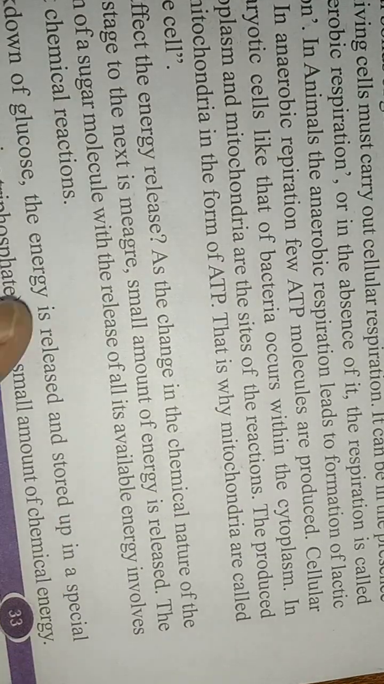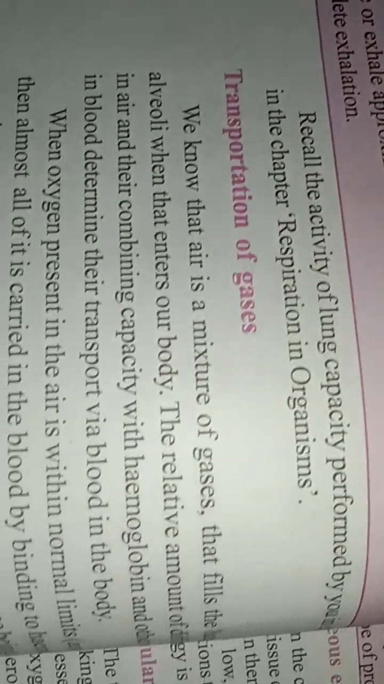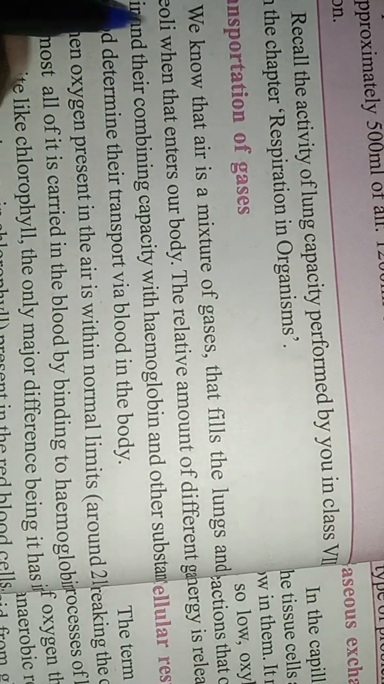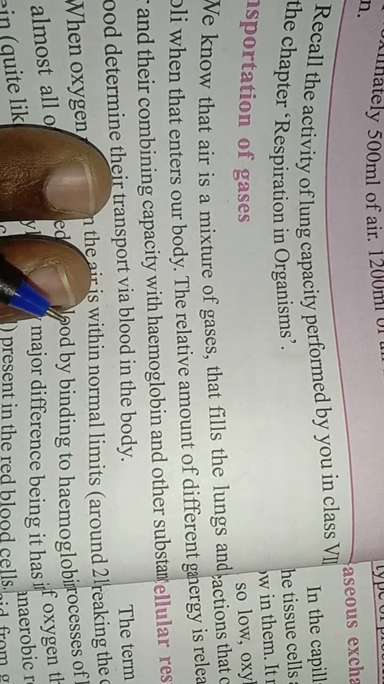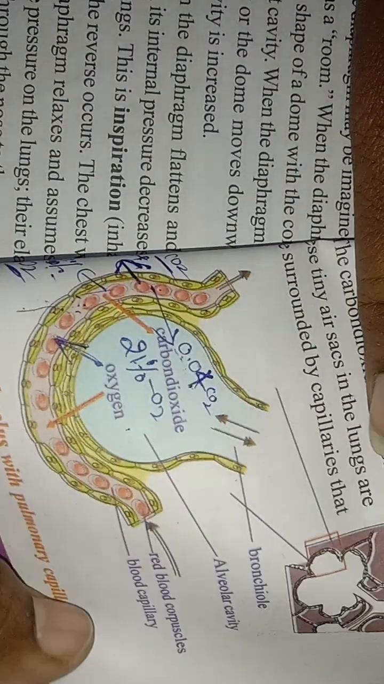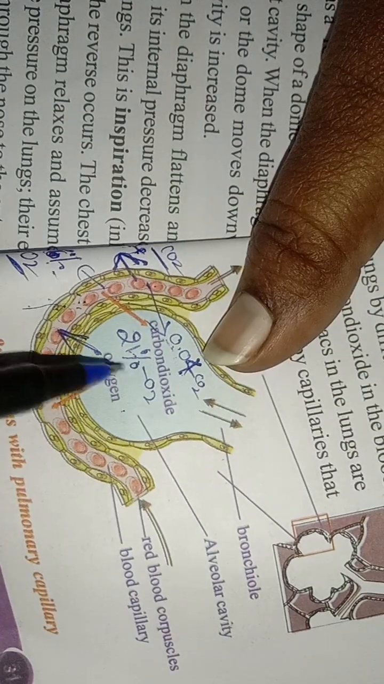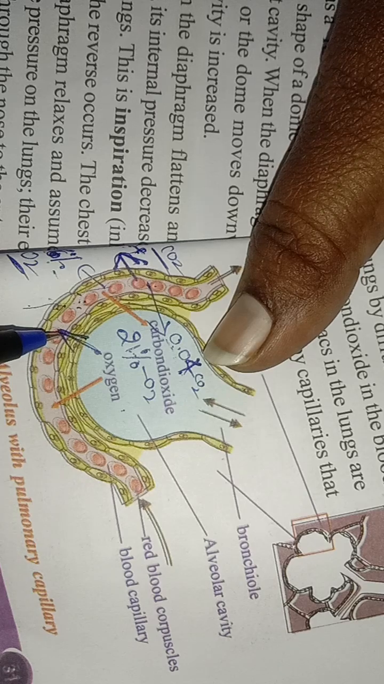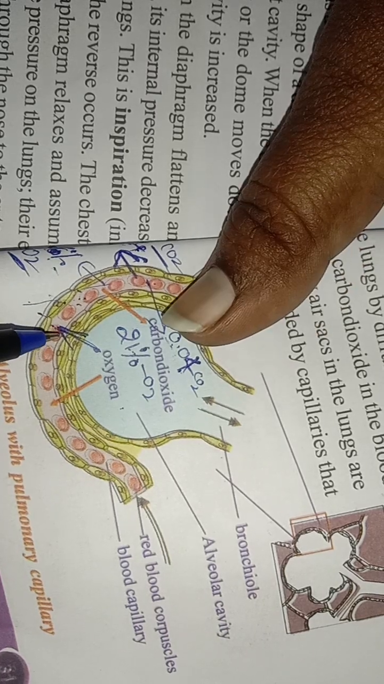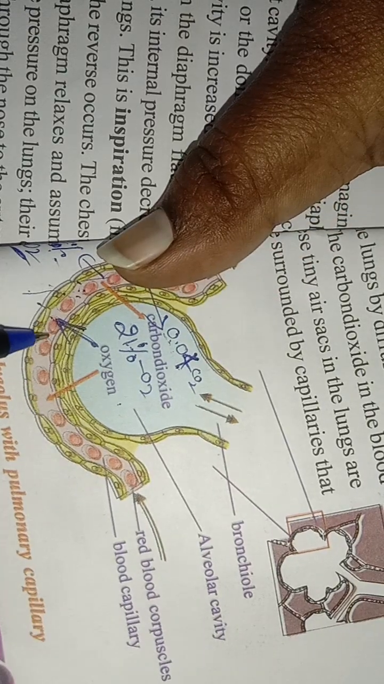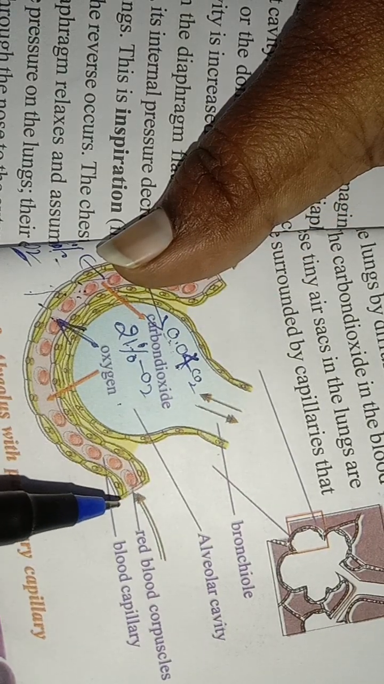Next we have transportation of gases. So how is transportation of gases taking place? Just now, as we discussed, whenever it is combining with oxygen, it forms oxyhemoglobin. Now it moves in the form of oxyhemoglobin throughout the body.